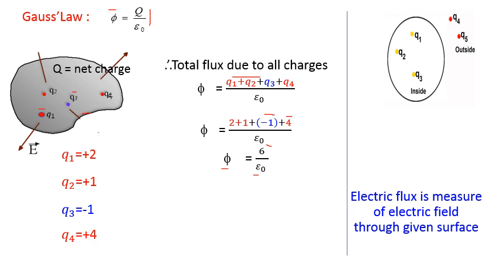Let us see one more example. In this animated figure, 3 charges are inside, 2 charges are outside. And how to find out flux in this case? We can find it like this: again the algebraic sum of all charges divided by epsilon 0.